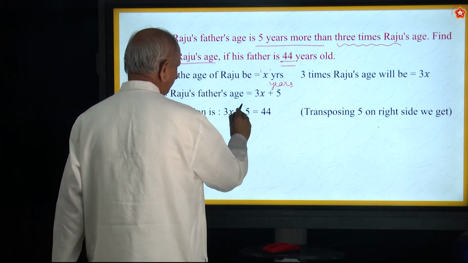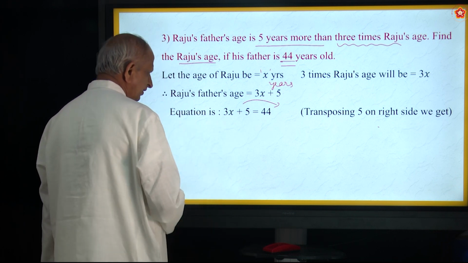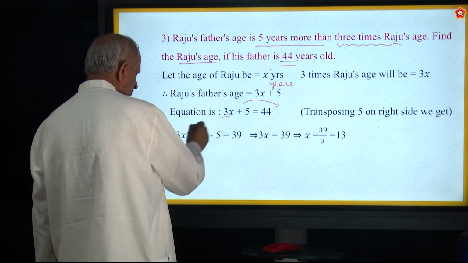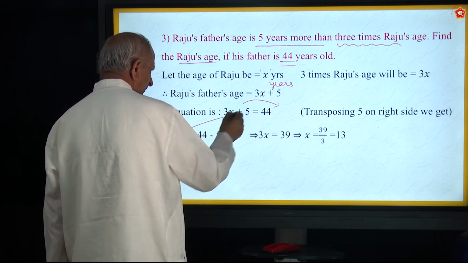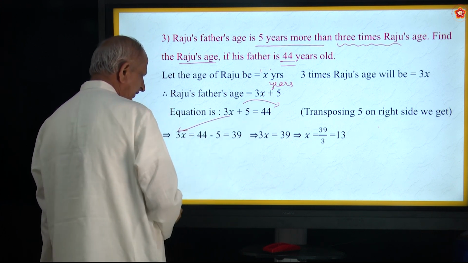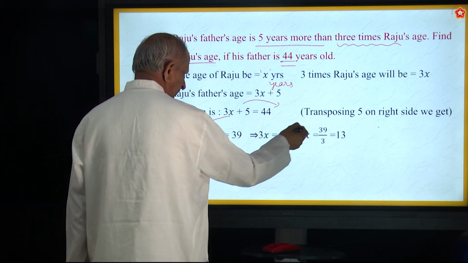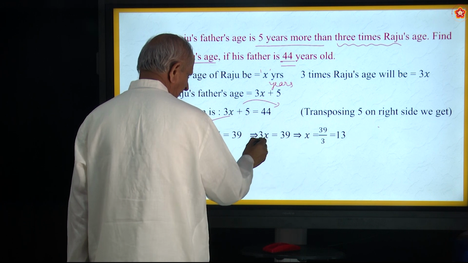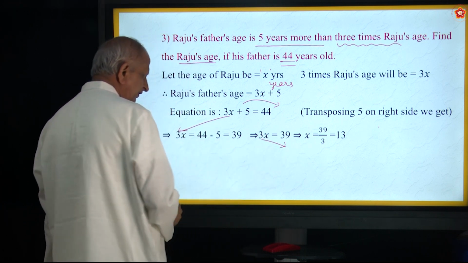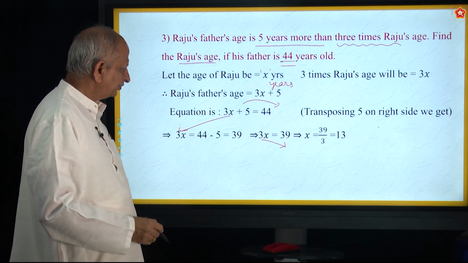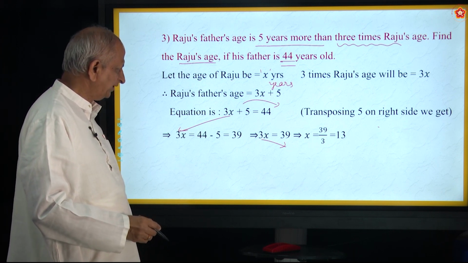Solving: plus 5 brought to the other side becomes minus. So, 3x is equal to 44 minus 5, that is 39. 3x is equal to 39, x is equal to 39 by 3. When you bring this 3 to the right side, it becomes by 3. So, the value of x is equal to 13.